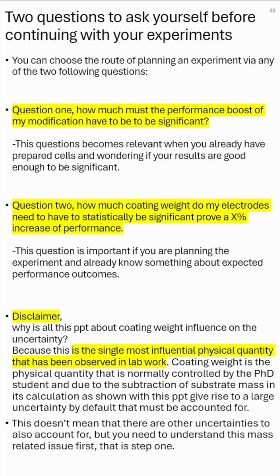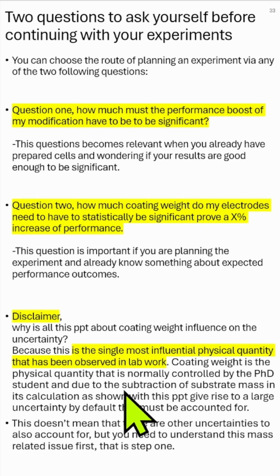Here's one more thing I want to emphasize. I mean, we talk a lot about coating weight in this presentation. And why do we do that? I mean, of course there are other uncertainties involved. But here's the key, right? Coating weight is the single most influential physical quantity that has been observed in lab work. And coating weight is the physical quantity that is normally controlled by you as a PhD student.